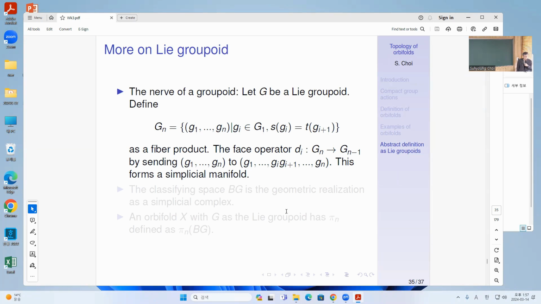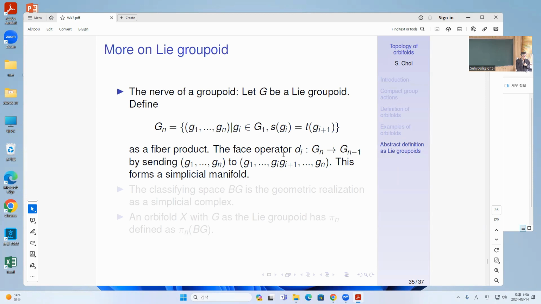So you have any Lie groupoid, then you can define Gn, where these Gi form a sequence where the source of Gi is the target of Gi plus one. So you can just go from one to the next. You can take a product, you can think of it as a fiber product, and the face operator di goes to Gn minus one, sending this to this, which is just you compose the ith one with Gi plus one.